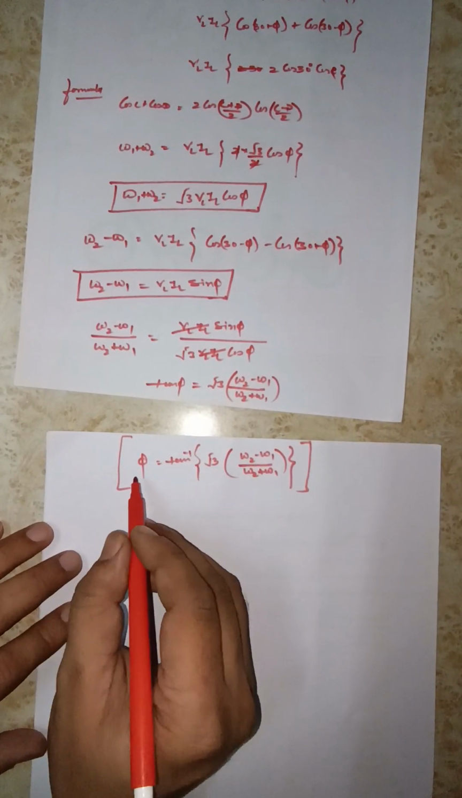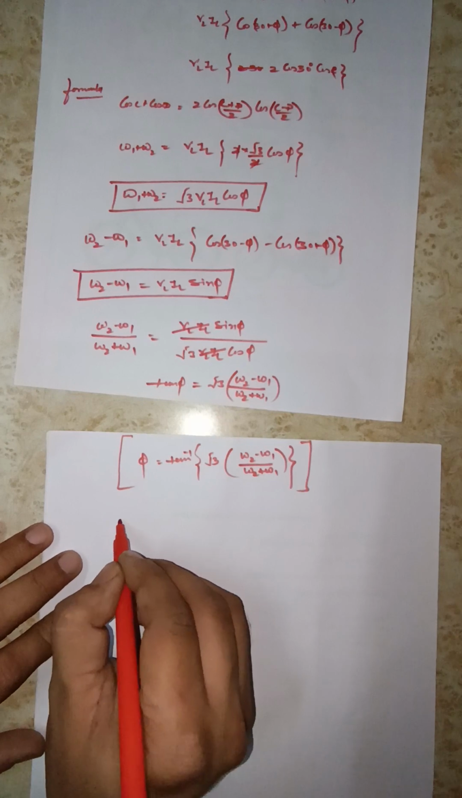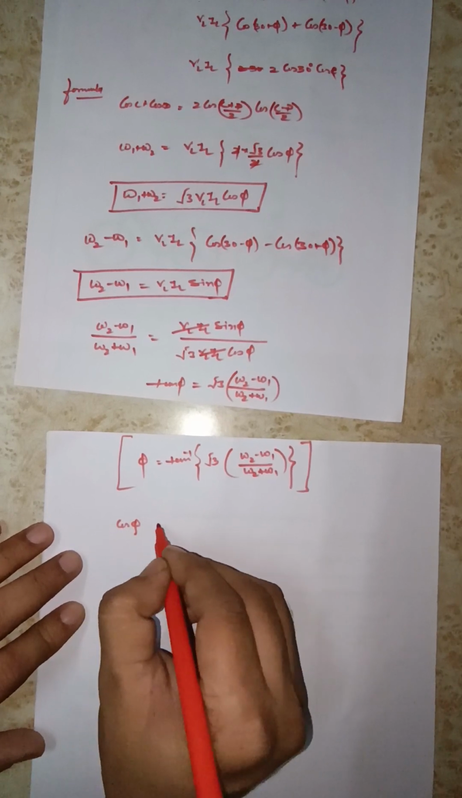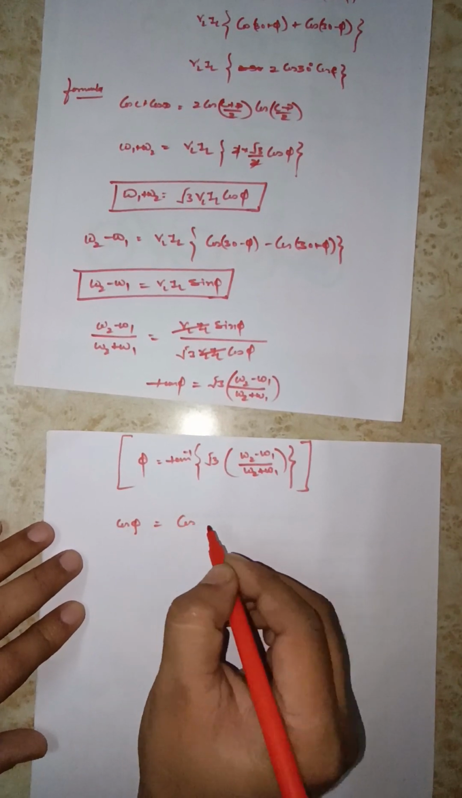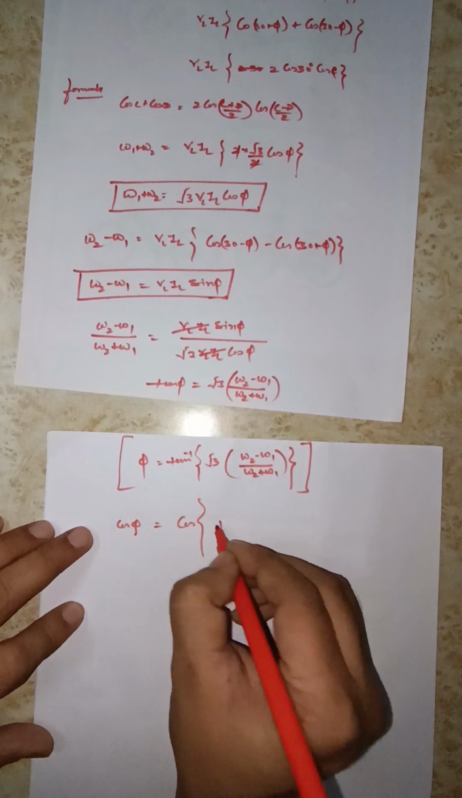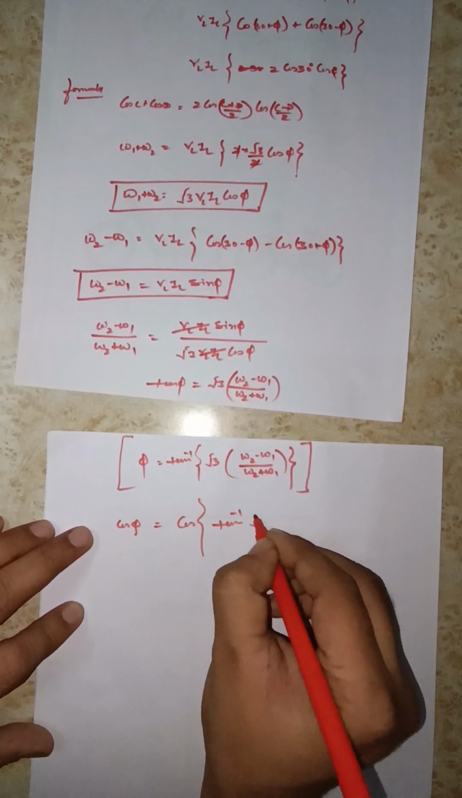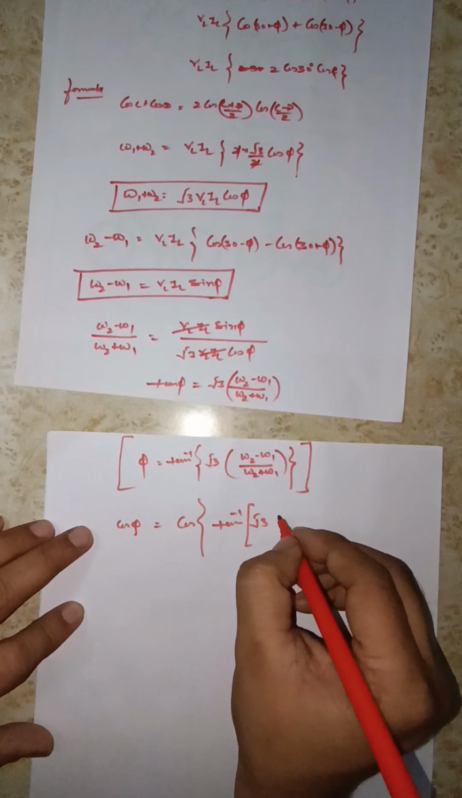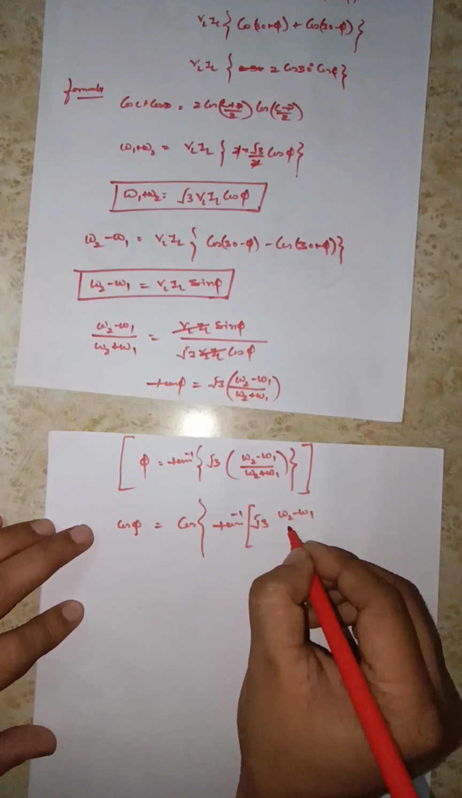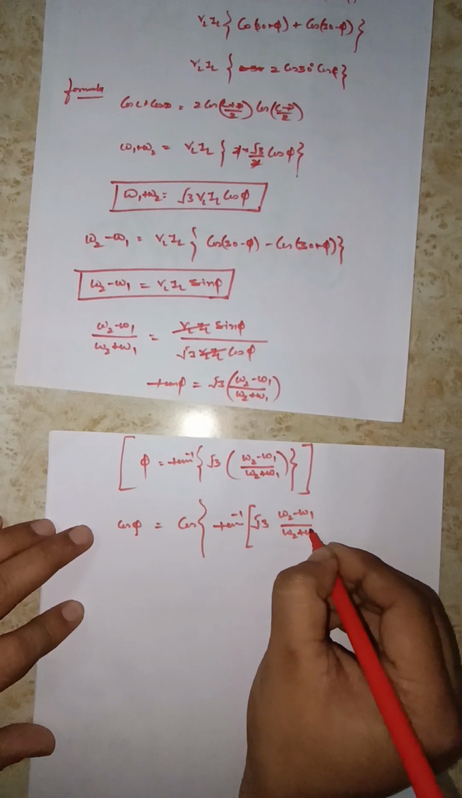And if phi is obtained, then we can calculate the power factor cos phi. So it will be equal to cos of tan inverse of root 3 times W2 minus W1 upon W2 plus W1.